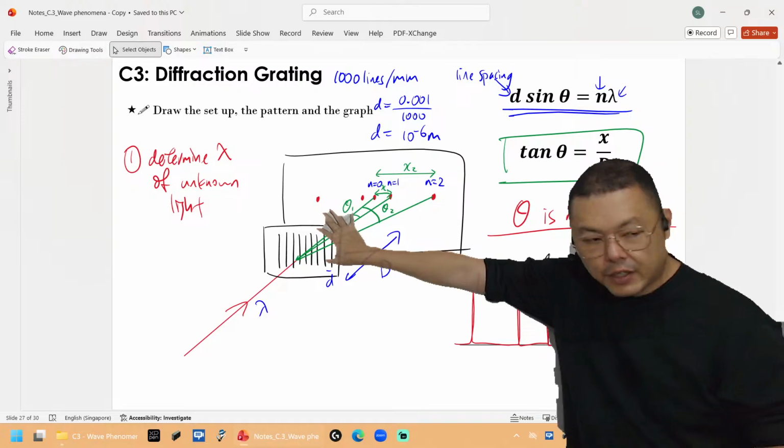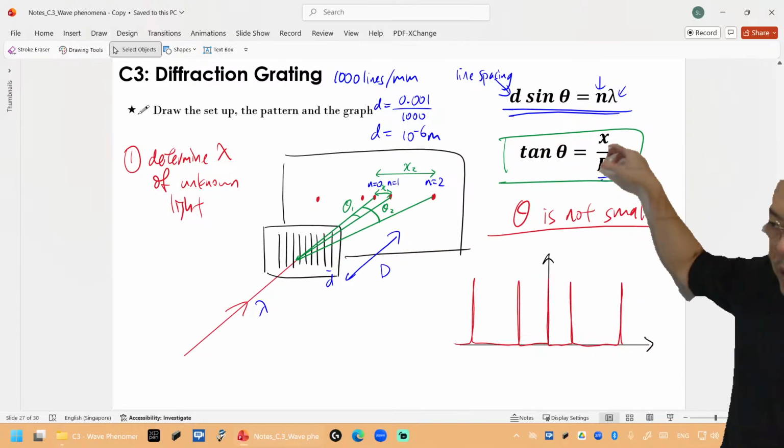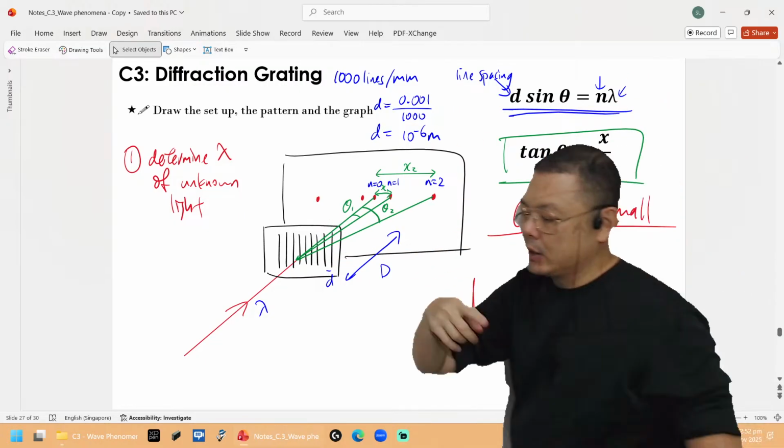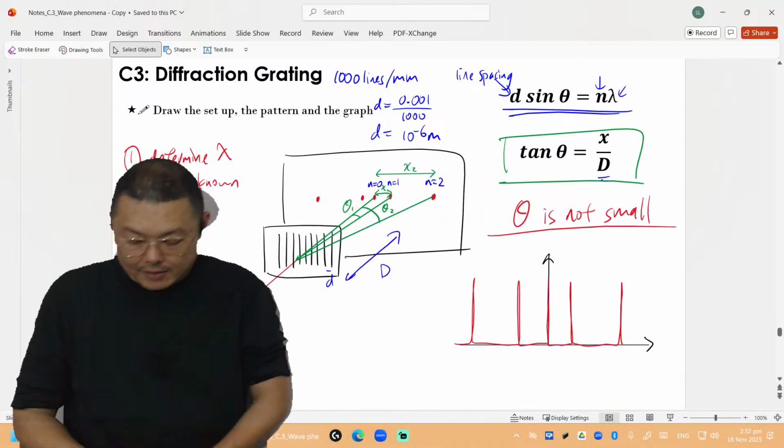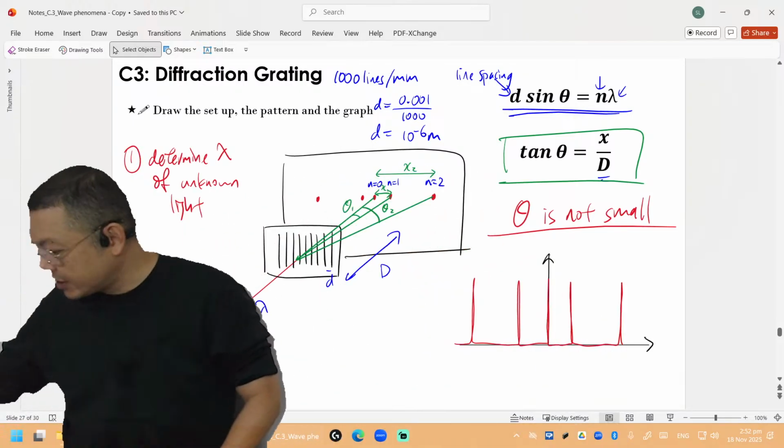We're going to have to use the diffraction grating and use these equations to help us find the lambda. Okay? So let's go through the process of how to use a diffraction grating.